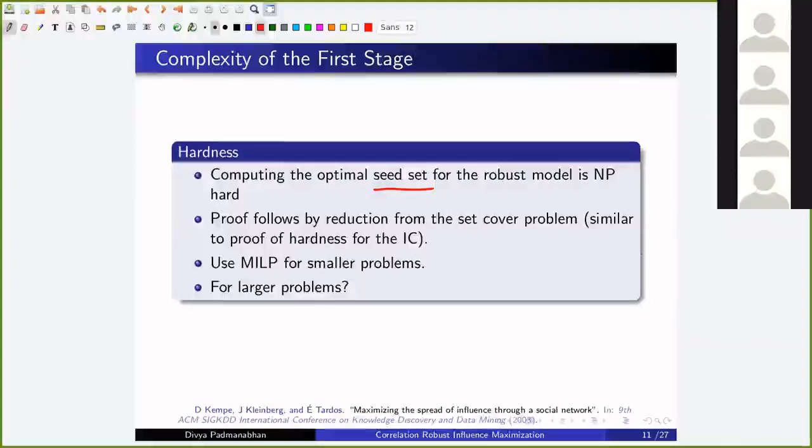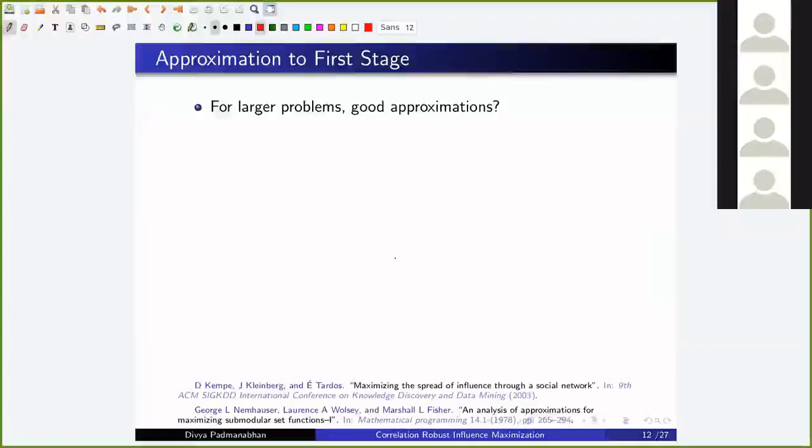What this implies is we could use MILPs for smaller size problems, but what do we do for larger problems? Because typically in social networks, you have large networks. So maybe MILPs is not the way to go. That brings me to the next part of this talk, which is on approximations. How can we get good approximations? One thing is, in the independent cascade model, there's some feature which helps, which is mainly the submodularity of the reachability function.